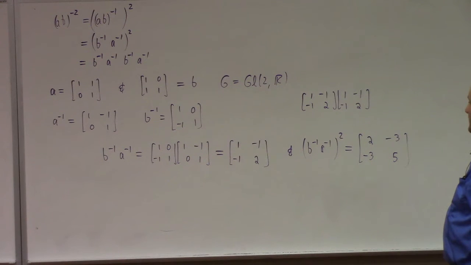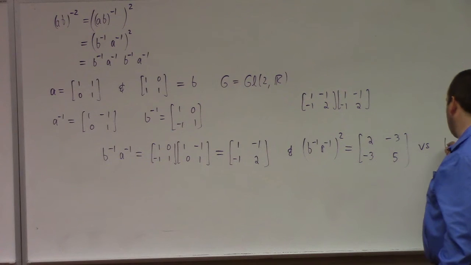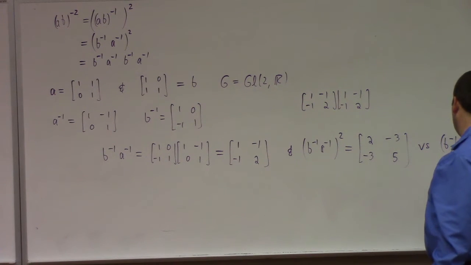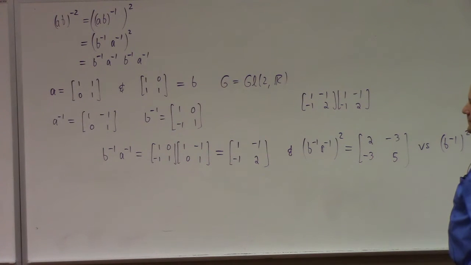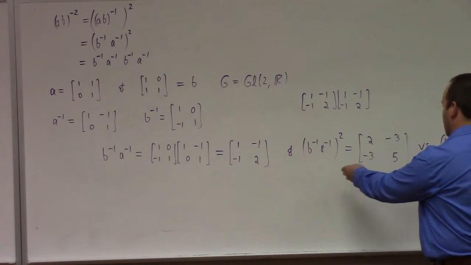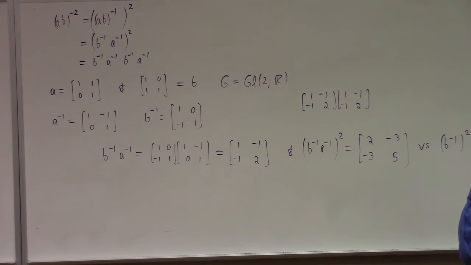I should compare that to what? Versus B inverse squared, A inverse squared producted, right? I'm supposed to show that these are not equal, in that for the exam, you know. So I'm just looking for an example. I think this will work.